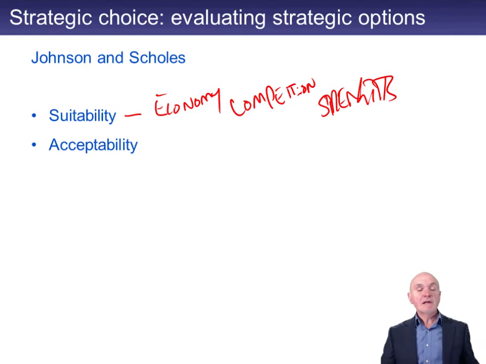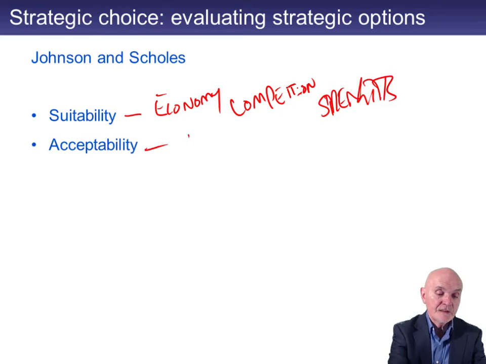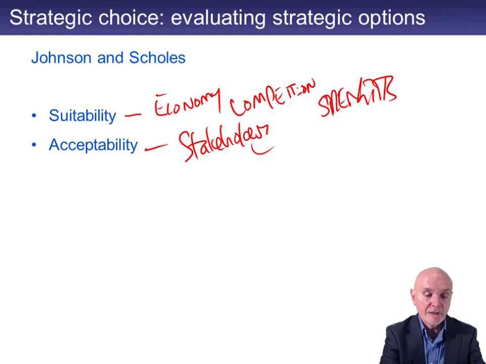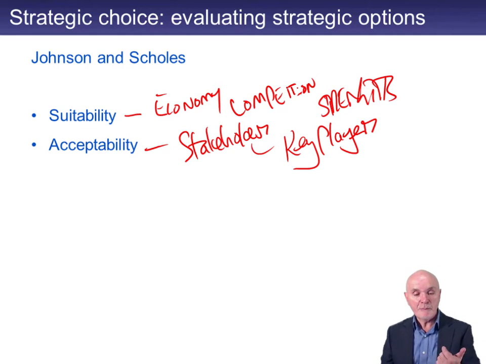Secondly, there is acceptability. How acceptable is this strategy? And we're talking here about stakeholders. The ones we have to be particularly careful about, of course, are the key players. Remember, we said the key players have the power, they're very active, and they're willing to use that power. Key players can just stop a strategy in its tracks. We have to think, how will our stakeholders, particularly key players, react to this strategy? Is it acceptable to them?